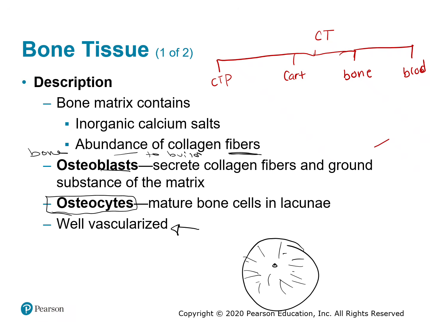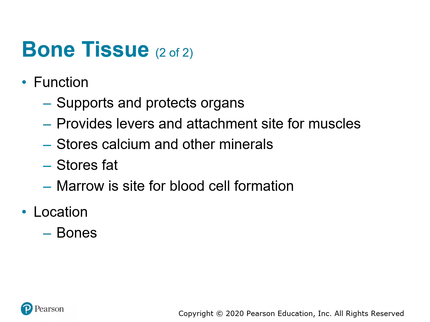I said it though. Osteoblasts secrete collagen. They get stuck, they form an osteocyte, and that osteocyte has blood vessels pretty much running through it in what we call a Haversian canal. Bone's function is to support and protect your organs, provide levers and attachment sites for your muscles, store calcium and other minerals, store blood, and form red blood cells. Red and some white blood cells, but mostly red blood cells. Your bone marrow is where that blood cell formation begins.